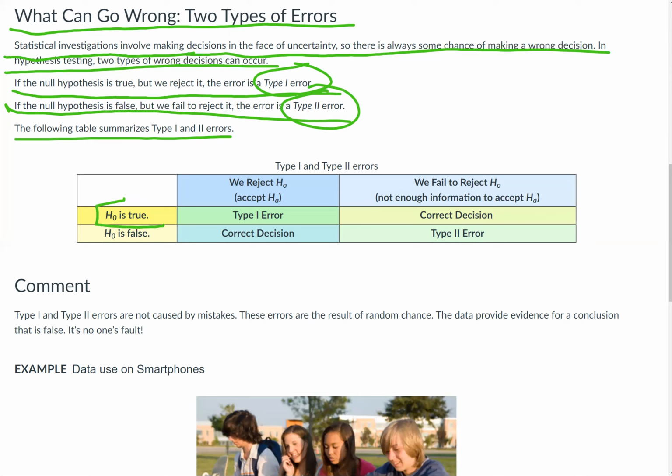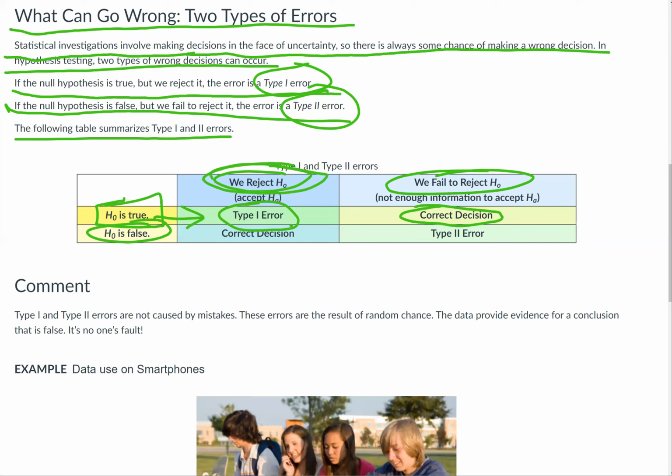So either the null hypothesis is true, but we reject it by accident. We shouldn't have rejected it. That's a type 1 error. If the null hypothesis is true, but we fail to reject it, there's not enough information to reject it, then that's the right decision. If the null hypothesis is false and we reject it, that's a good thing because it was false anyway. But if it's false and we fail to reject it, that's a type 2 error.